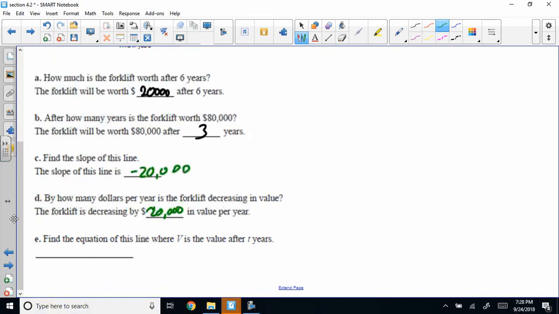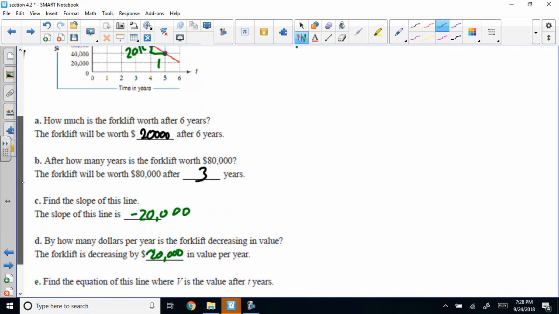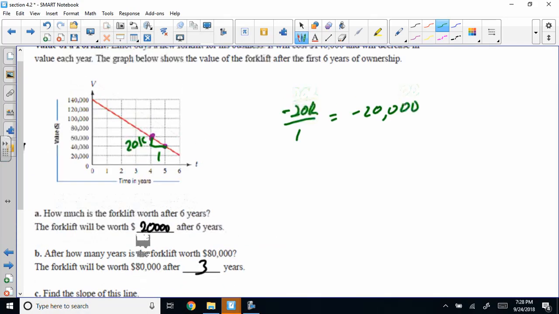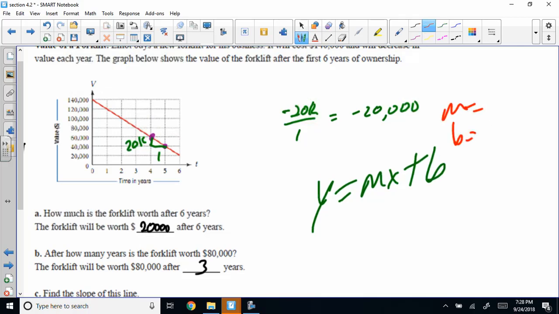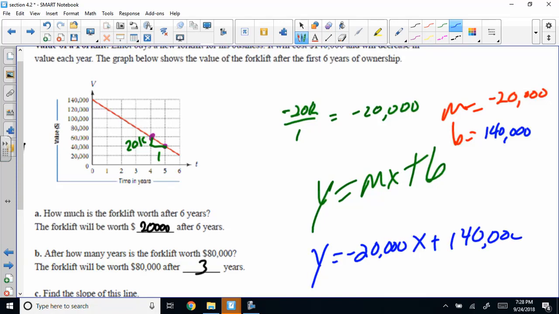All right. Find the equation of the line where v is the value after t years. Well, we've got the slope, right? What do we need? If we're going to write the equation, we need two things. We need the slope and the what? So we know that slope is negative 20,000. What's the y-intercept, guys? That's right, 140,000. So that'd be y equals negative 20,000 x plus 140, right? There you go. Y'all remember that?